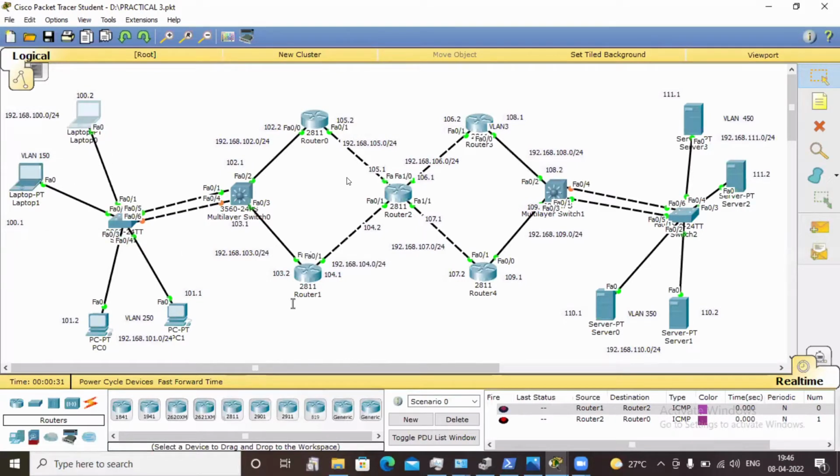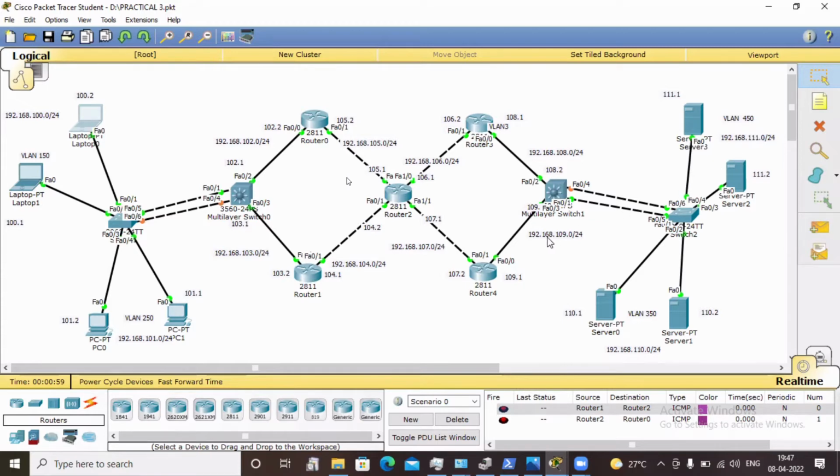Yesterday, sir, block this network to this network, sir. 192.168.100 means, sir, VLAN 150 block to VLAN 350 and VLAN 250 block VLAN 450. Okay.